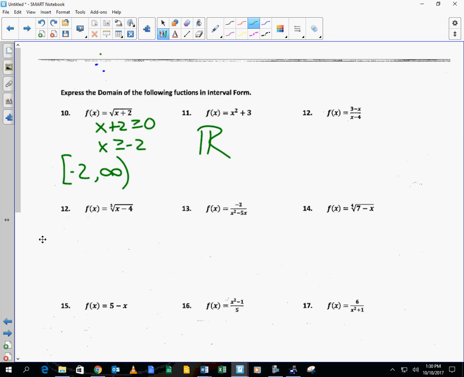There's no restrictions. If you say for a second, well, x can't be negative 3, well, try plugging it in. Negative 3 squared is 9, plus 3 is 12. You get an output. You can plug in anything you want.